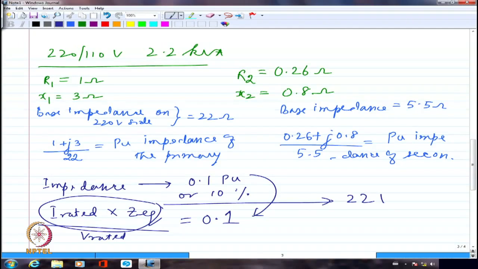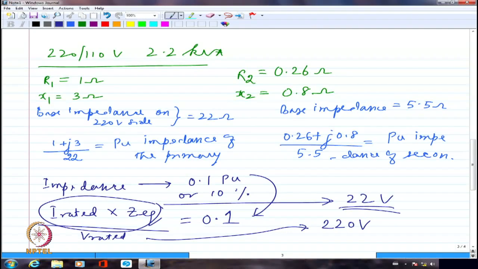Are you getting my point? So this is the meaning of the per unit basically. And most of the industries mention the RC values, XM values and R1 and R2 dash together as R equivalent and X1 plus X2 dash as X equivalent. All of them are mentioned in per unit, hardly ever mentioned in ohmic values.